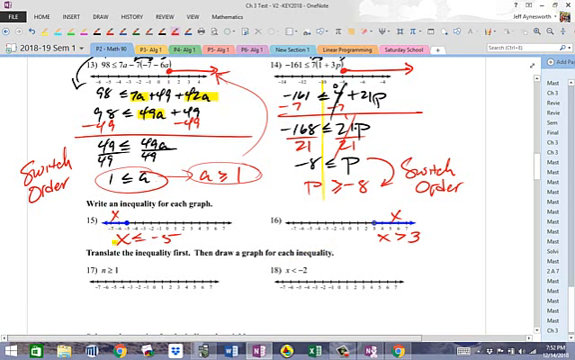So when you're left of a number, you're less than. If you're right of the number, you're greater than. It's that simple.